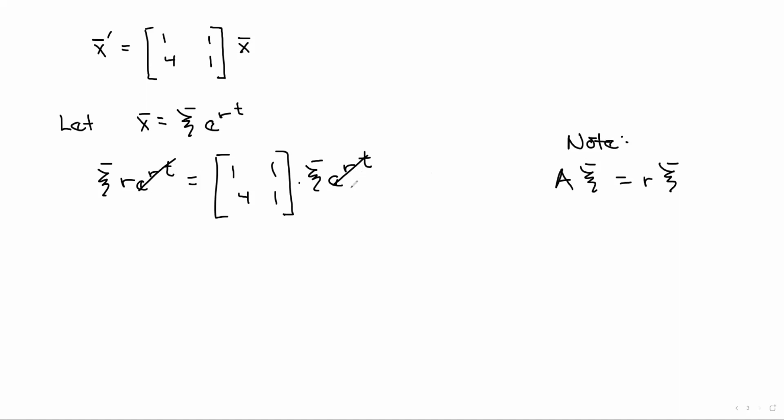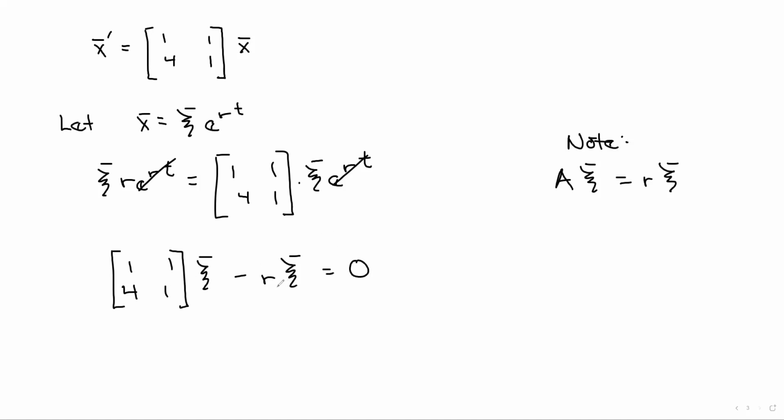All right, so to go through and solve the eigenvalue eigenvector problem, what you're going to do is move the r xi over to the same side. And so I'm going to rearrange this and rewrite it. So we're going to end up with [1 1; 4 1] times xi minus r times xi equals 0.